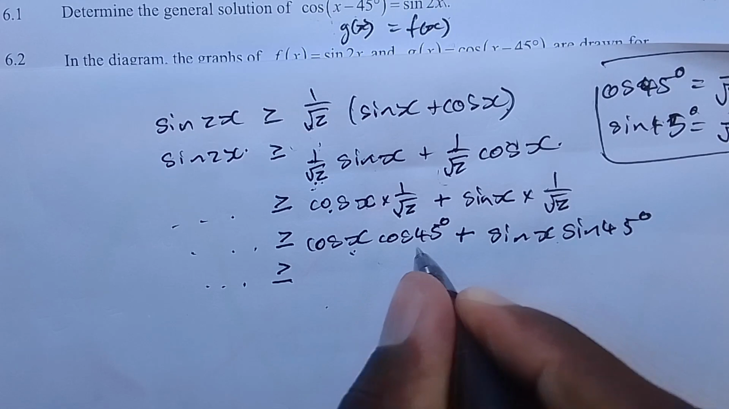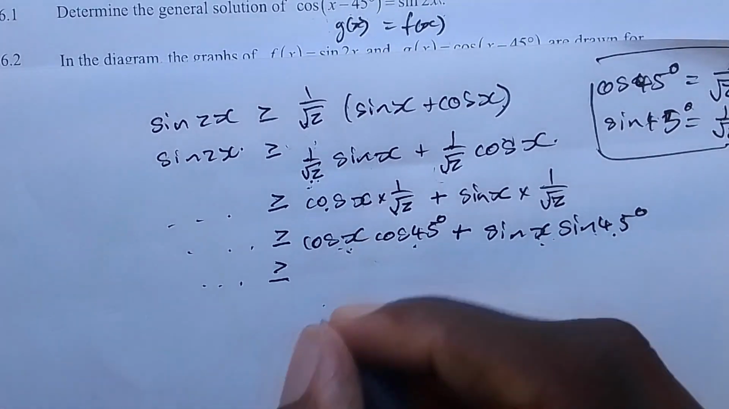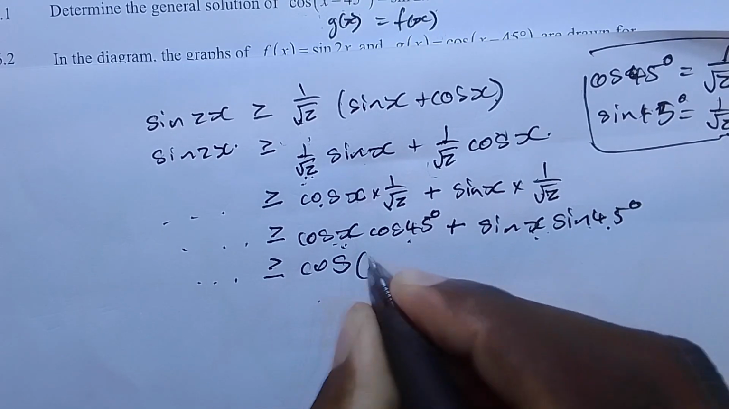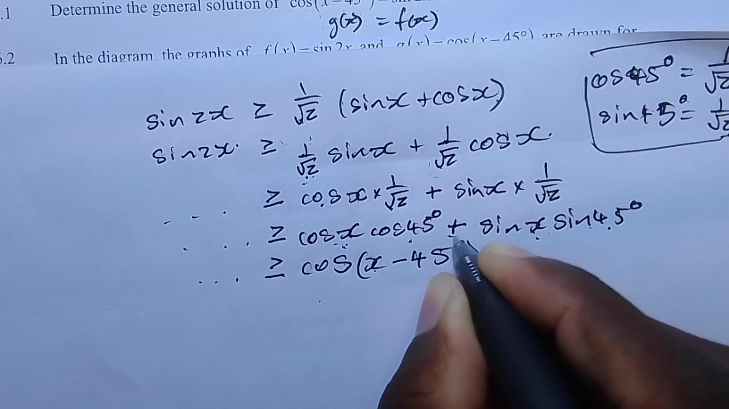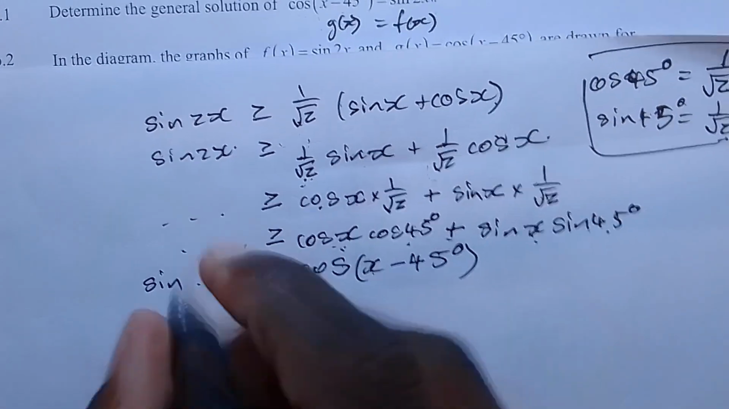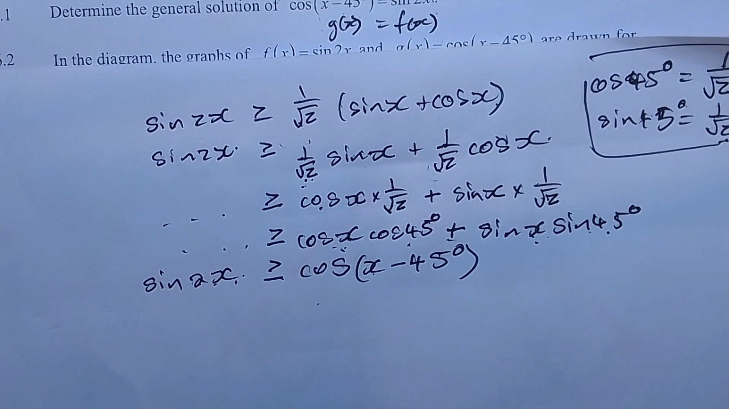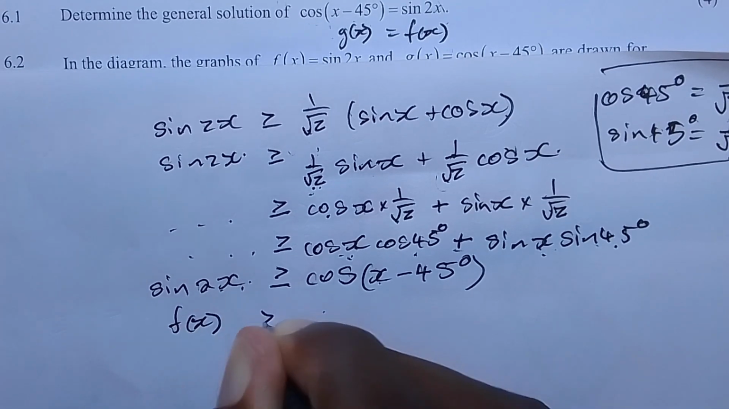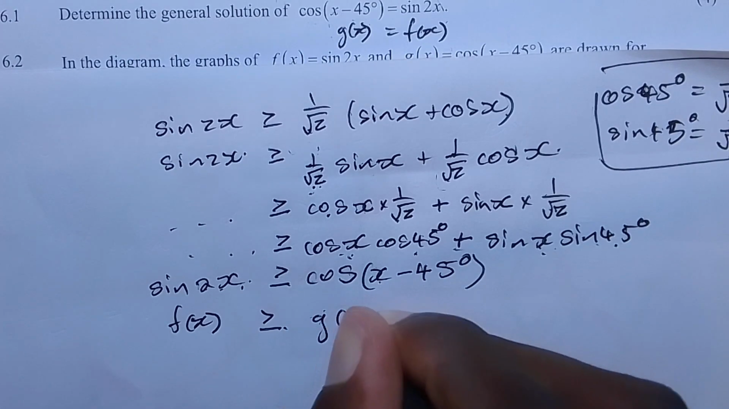Now you have cos, sine, cos, sine. That's a double angle for cosine. And it says x minus 45 degrees, because for cos, if it's plus here, you change it to minus. And you know that this is compared to sine 2x. Right, so now sine 2x you know to be f of x. And cos x minus 45 you know to be g of x.